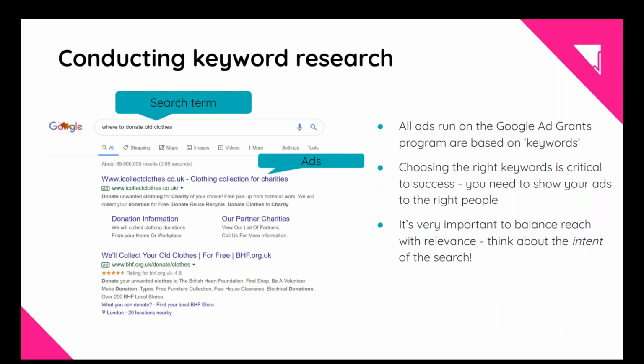And the search results are the answers to this question. So as you can see, the top results in this case are both ads, and they're identified by the little green ad boxes underneath the main headlines. And keywords are the way in which these ads are matched to the search term the user has entered.